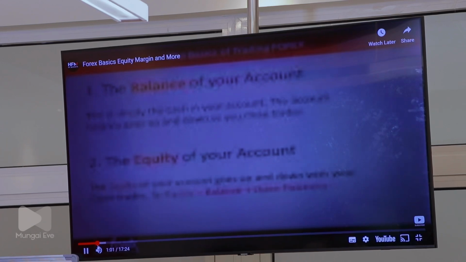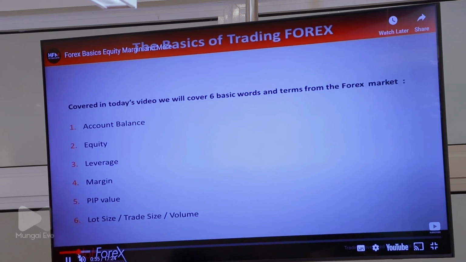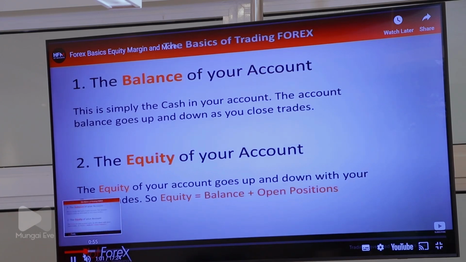So first 2 words. So these are the 5 or 6 words, 7 words we're going to go through. So first 2, the balance of your account. The balance is quite simply the cash that's in your account. The account balance goes up and down as you close trades.